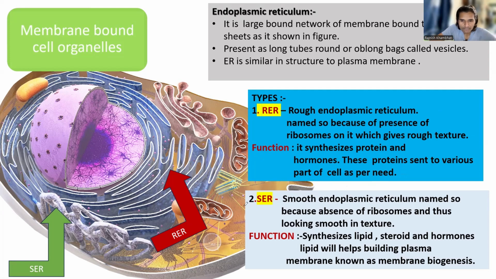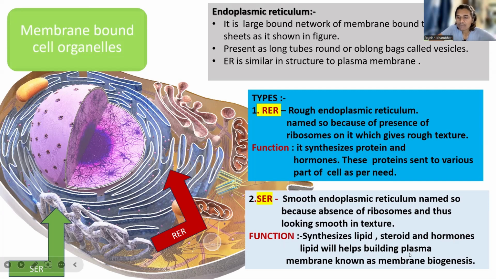The second type of endoplasmic reticulum is SER, smooth endoplasmic reticulum. It is known as smooth because there is no ribosome present. Ribosomes are absent. Ribosomes are not present on them, and because of that, it looks smooth, not rough. Their function is that they will synthesize lipid, steroid, and hormones.